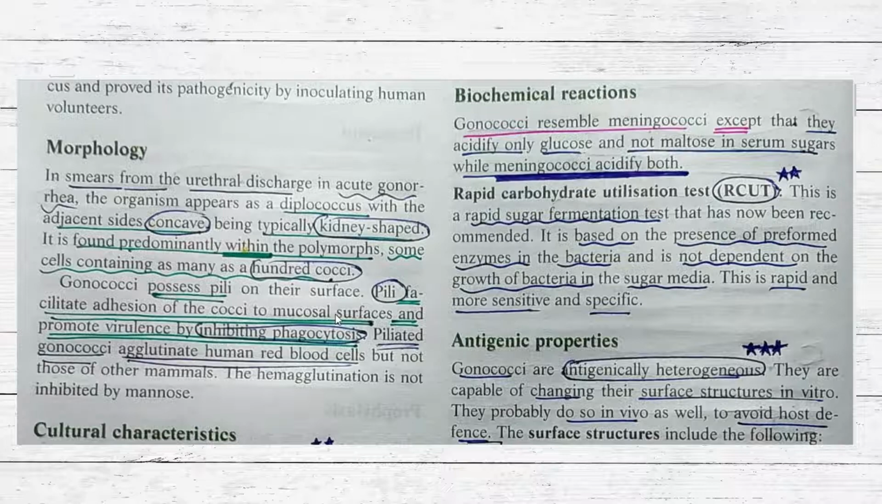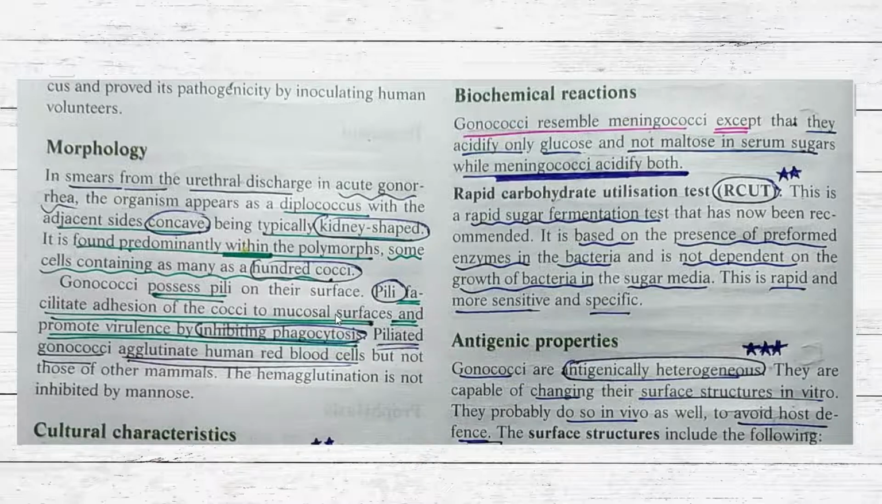The adjacent sides of the organism are concave and the shape is typically kidney shaped, and you will find it within the polymorphs. That's inside the polymorphs, you're going to find them, and you will see that the numbers of cocci are in hundreds. Then also you're going to find pili on the surface.